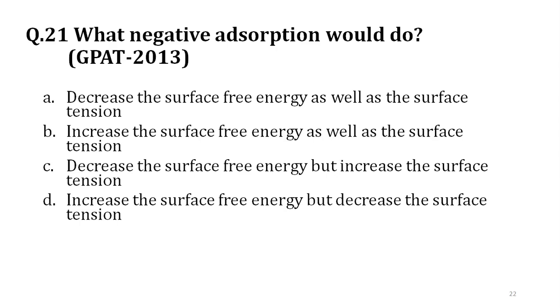What exactly do positive adsorption and negative adsorption mean? Positive adsorption means your substance preferentially gets adsorbed at the surface or the interface, and its concentration is more at the surface and interface, while in the bulk the concentration is less. It is called positive adsorption.